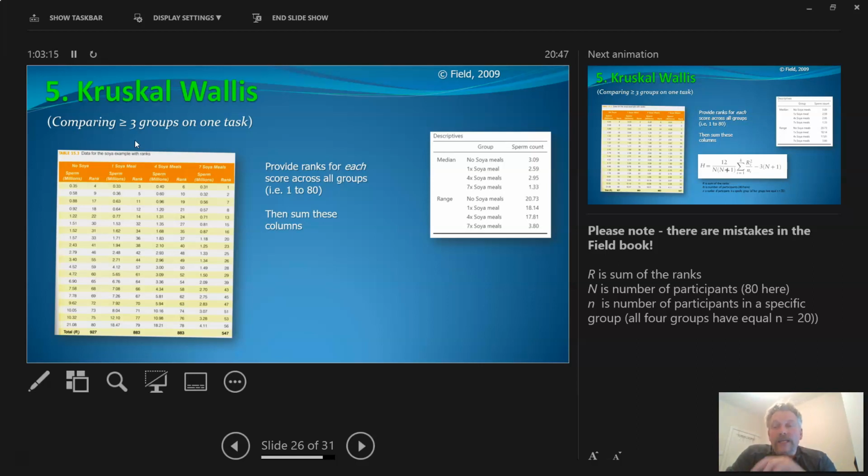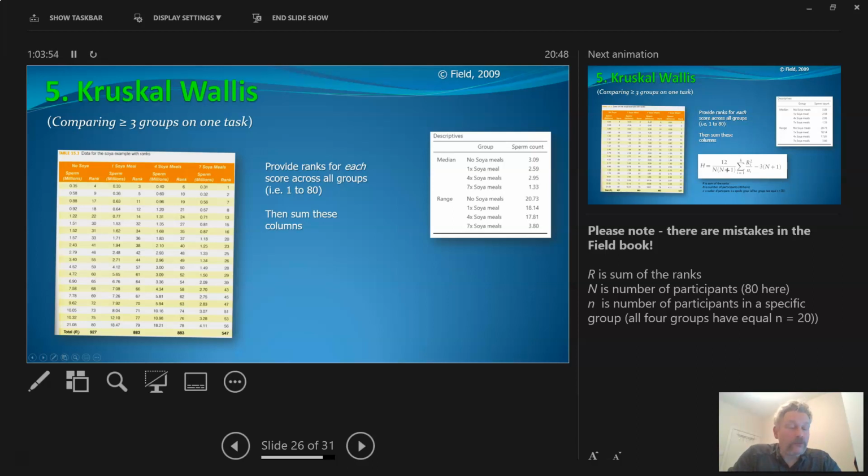But what we've got here is the effect of the amount of soya that people have in their diet. And when I say people, I mean men. And what effect that will have on their production of sperm. So you can see from the data here, he's got four groups: people who don't have any soya, who have 1 soya meal a week, 4 soya meals, or 7 soya meals a week. And we have their sperm levels in terms of millions recorded for each participant in that group.